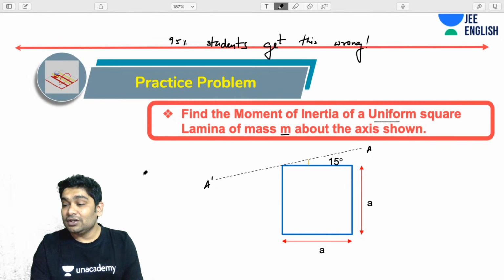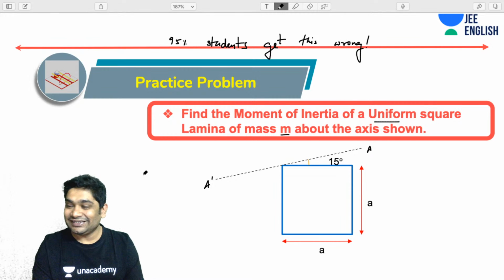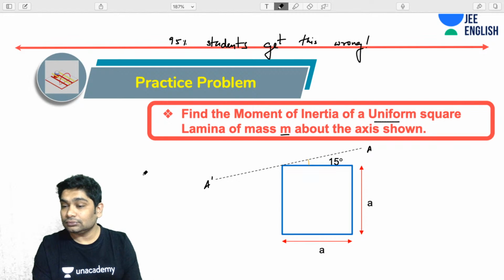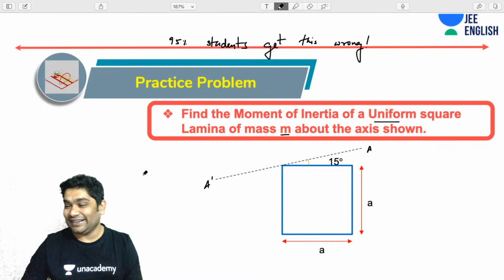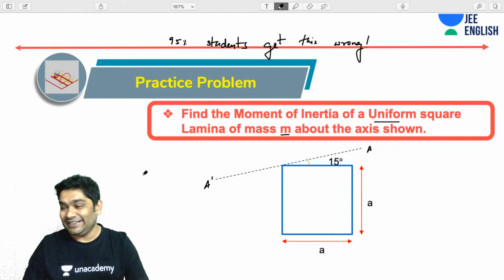All right. So can we expect an answer from you, Rishabh? Let me know. Okay, so Rishabh says MA square by 4 cos 75. No, Rishabh, no. That is not correct. Unfortunately, that is not correct. Nope.